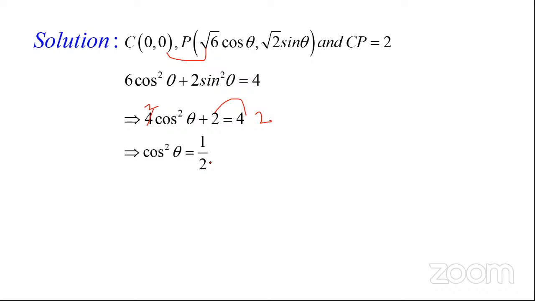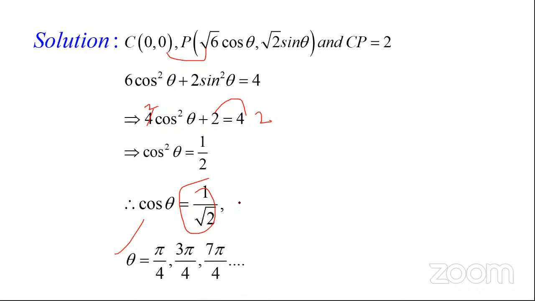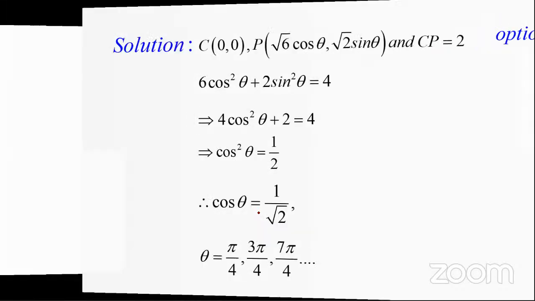You will get cos square theta equal to 1 by 2. So then cos theta equal to 1 by root 2. Then the possible values are pi by 4, 3 pi by 4, 7 pi by 4. So from the options, 7 pi by 4 is the correct option. Next.